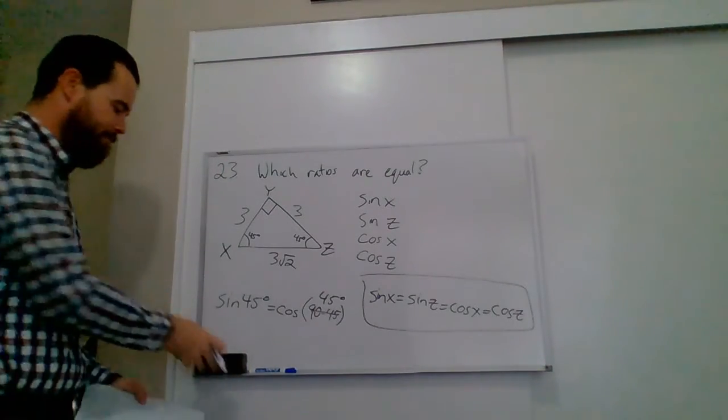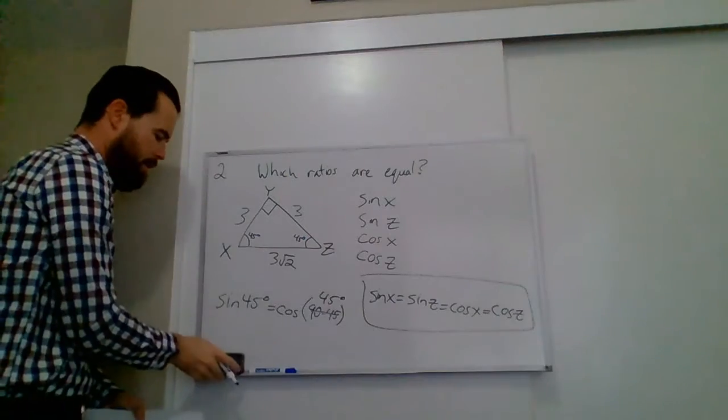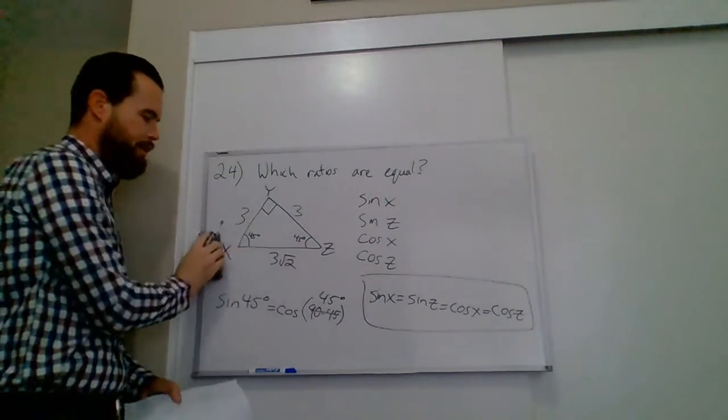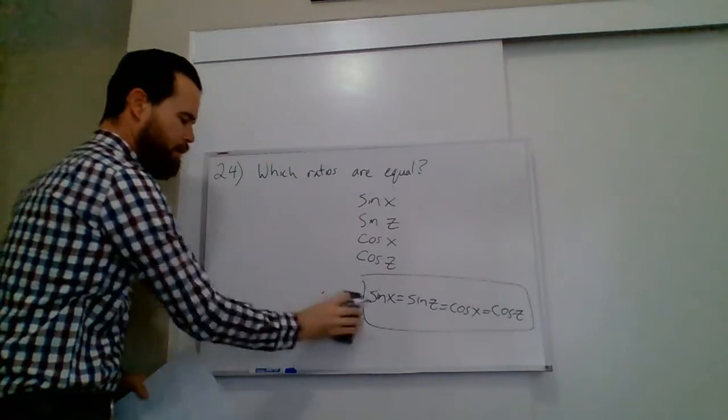Let's go on to 24 now. They give us the same instructions. They want us to find which ratios are equal. We have a different triangle this time, though.